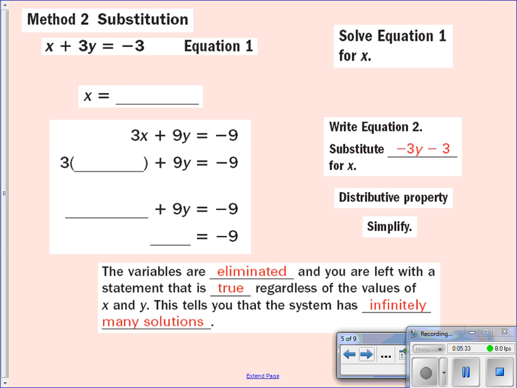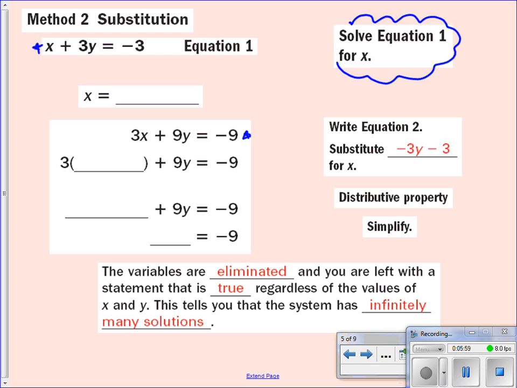This is the substitution method. So this is going to show you what it's like when you get an infinite number of solutions using the substitution method. So for the substitution method, you've got two equations, x plus 3y equals negative 3, and 3x plus 9y equals negative 9. But to do substitution, you need to get one.